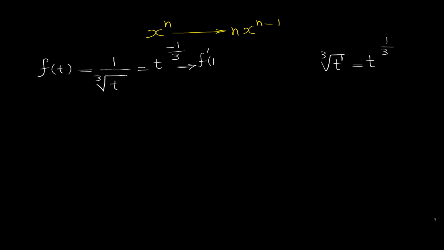F prime of t, the derivative of f of t, we show it with f prime of t, is negative 1 over 3. We bring the power to the front of the term and we subtract the power by 1. To simplify the power, we make the denominators the same. Minus 1 minus 3 is minus 4. So the answer is negative 1/3 t to the negative 4/3.